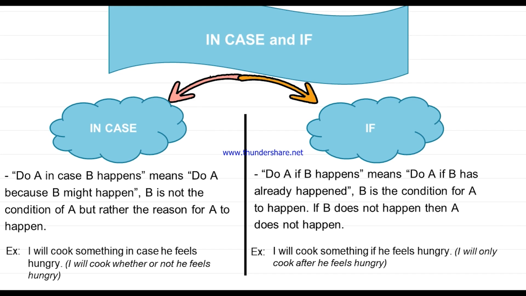And to do A if B happens means to do A if B has already happened. B is a condition for A to happen. If B did not happen before, then A will not happen. For example, I will cook something if he feels hungry. I will only cook after he feels hungry. And this distinction only exists in British English. In American English, in case and if are often used with the same meaning.